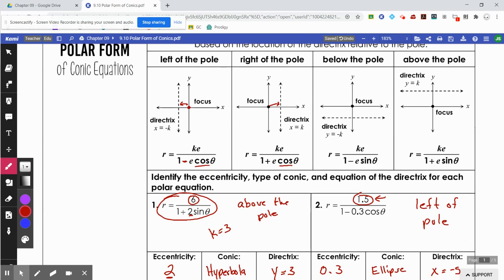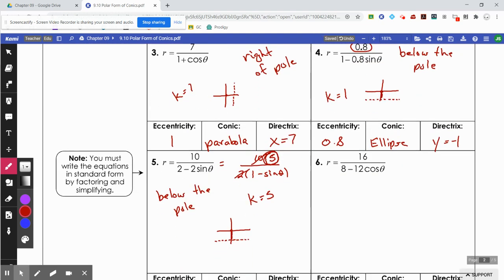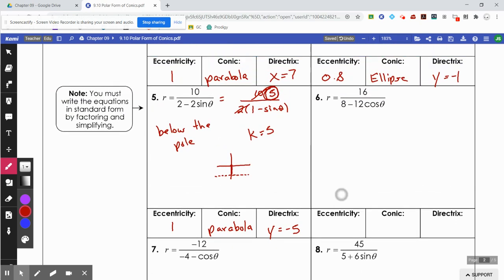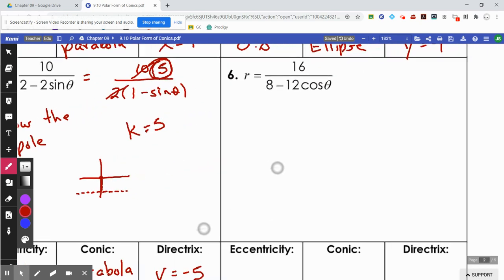Again, sine values correspond with y values. If it's a minus sign, notice it's below, and if it's a plus sign, notice it's above. So that's a good way of remembering these. So therefore, let's see if we can do that on our next one without having to look back.